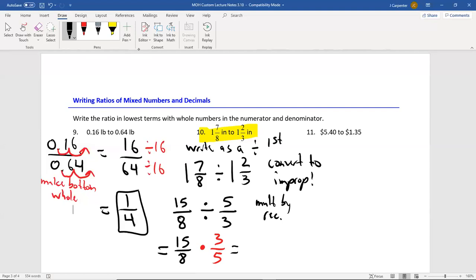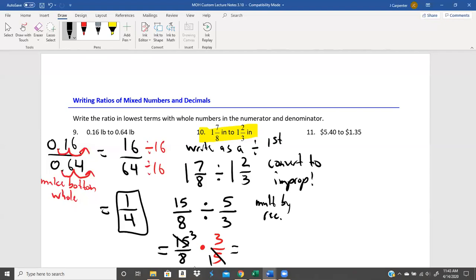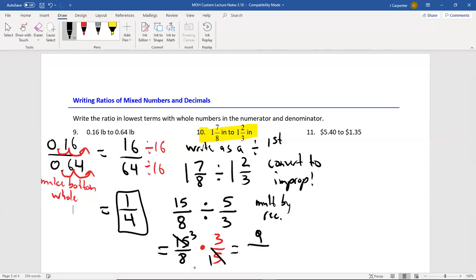5 and 15 will reduce. 5 will go into 5 once. 5 will go into 15 3 times. The 8 and the 3 are not going to reduce. The 3 and the 3 are not going to reduce because they're both on the top. So that's as far as we can take it. So multiply straight across. 3 times 3 is 9 over 8 times 1 is 8. And we end up with our answer of 9/8.